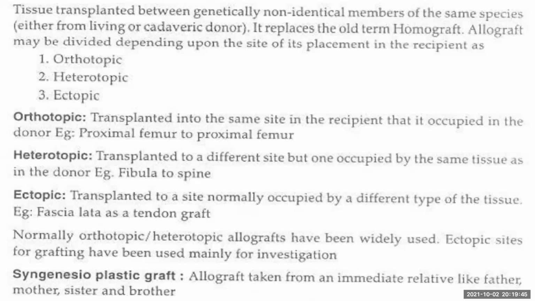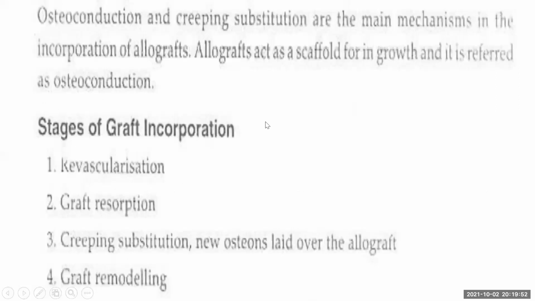Syngeneic graft, allograft taken from an immediate relative like father, mother, sister, or brother. Allograft acts as a scaffold for ingrowth and is referred to as osteoconduction. The stages of graft incorporation include revascularization, graft resorption, creeping substitution, new osteon laid over the allograft, and graft remodeling.